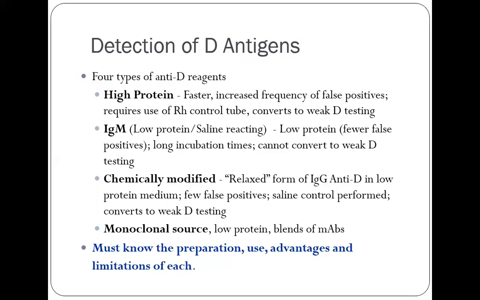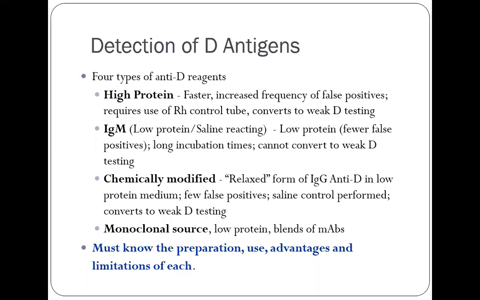Then you have IgM, which is a low protein, and it's a saline reacting anti-D reagent. This lower protein actually will allow there to be fewer false positives, so that's a positive. The only issue is that it's kind of a longer incubation time, and then it can't be converted to weak D testing. Then you have a chemically modified anti-D reagent, where this is like a relaxed form of the IgG anti-D, and it's in a low protein medium, so you do have a few false positives. You do need to have a saline control performed along with it, and then you are able to convert this to weak D testing. So that sounds good.